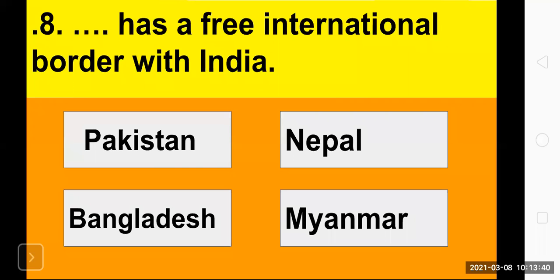See the next question. Dash has a free international border with India. Okay, which has the free international border with India: Pakistan, Bangladesh, Nepal, or Myanmar? So free international border means we can move from one country to another very openly, very freely. It is called a free international border.